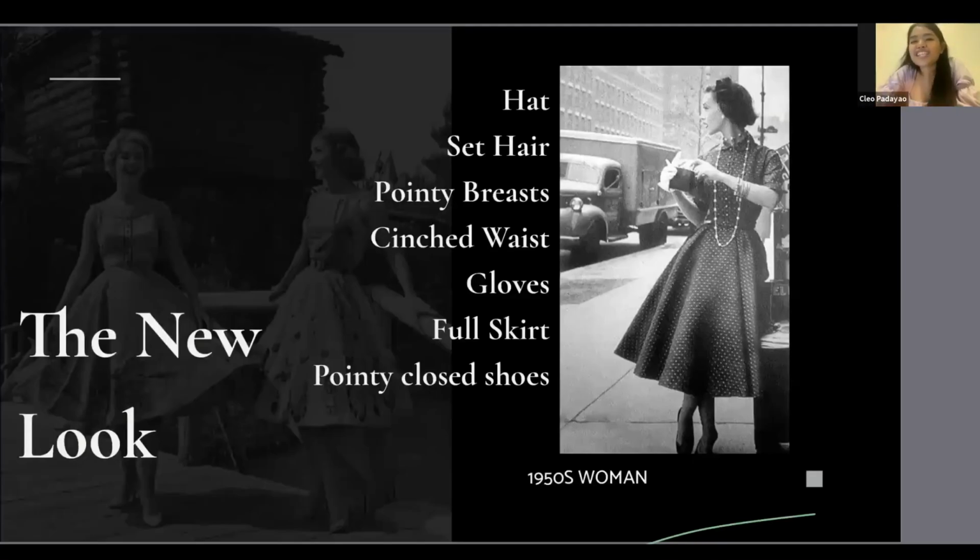So let's just again get to know the new look. So I start off with a hat, a set hair. As you can see, they have very elaborate hairstyles to go with the hat. And then pointy breast, so again achieved by the girdle, and the cinched waist. And then gloves, a full skirt to create that perfect new look, and then pointy closed shoes.